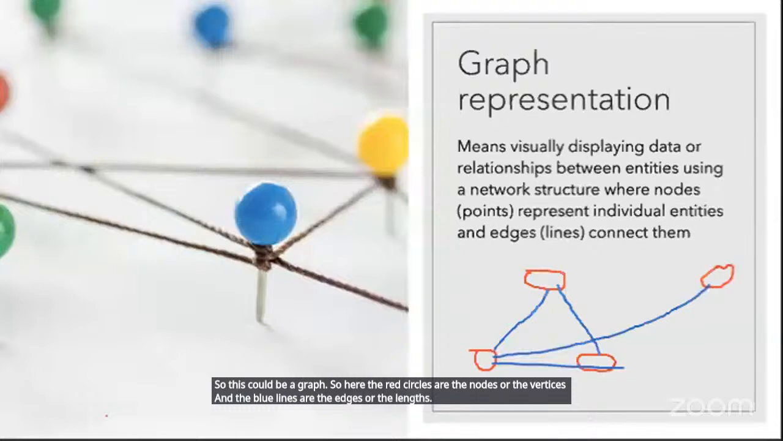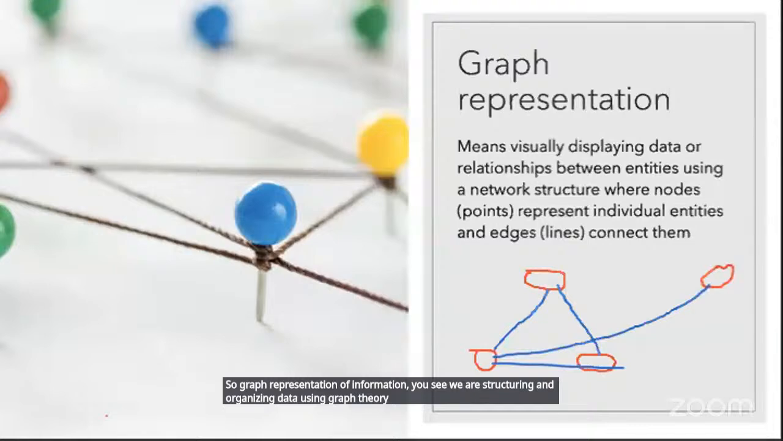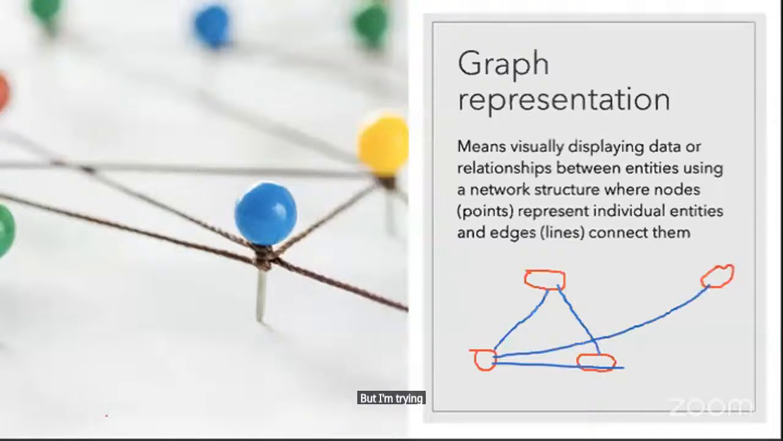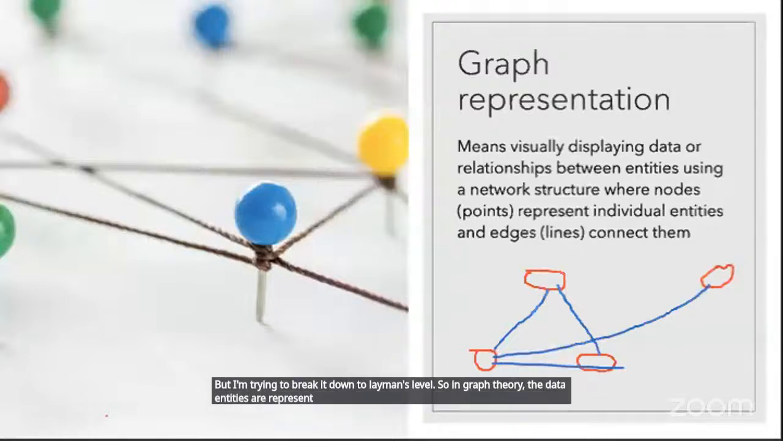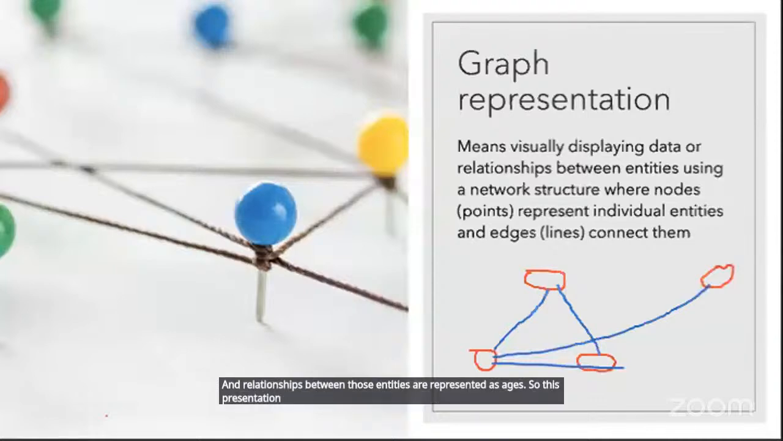So graph representation of information is a way of structuring and organizing data using graph theory. Yes, I have not done graph theory, you don't understand, but I'm trying to break it down to a layman's level. So in graph theory, the data entities are represented as nodes, and the relationships between those entities are represented as edges. This representation is particularly useful for modeling complex interconnected data, such as social networks, web pages, transportation systems, and so on.